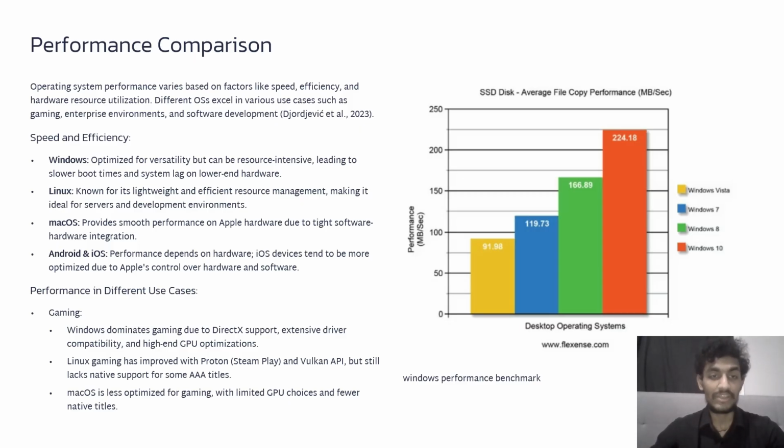Android and iOS performance depends upon hardware. iOS devices tend to be more optimized due to Apple's control over hardware and software. Performance in different use cases.